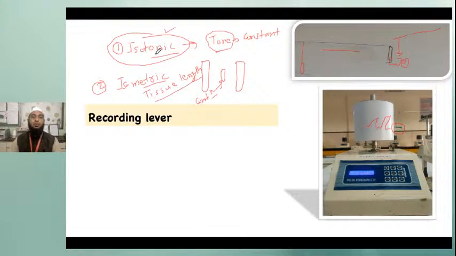Whereas in isotonic, the tissue length is going to change, increase or decrease, depending upon contraction and relaxation. Whereas in the case of isometric, the tissue length is going to remain the same. So what you are measuring is the tension which is created on that particular lever. I hope you understand the role of the recording lever, which is used to record the contraction of the muscles.